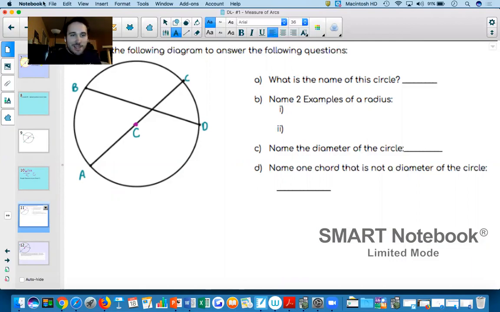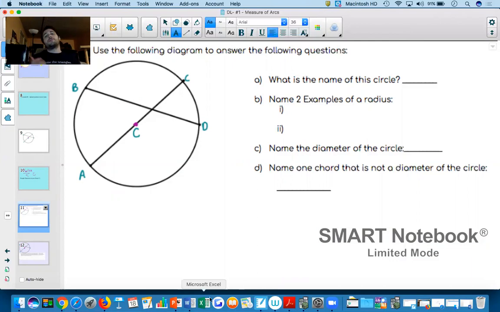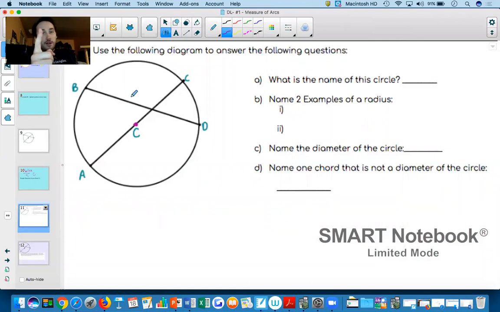So let's get through this. We're going to use this picture to answer the questions. What's the name of this circle? To name a circle, you always use the center. Usually, they use the letters C or O. This time I used C for center. So the name of the circle is C.